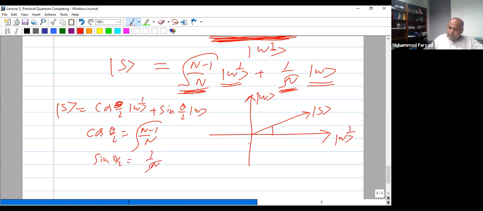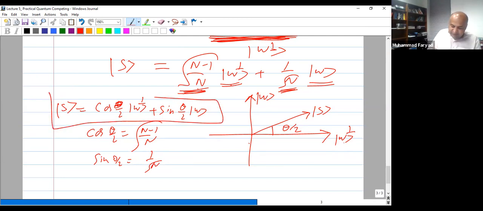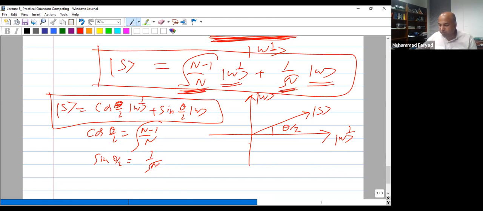So I can say that this angle is theta by 2. Remember, this is not strictly true because these W's are complex numbers and I can't really draw them in a plane, but it gives an idea of how it can be visualized. And this visualization is very helpful. Okay, so now I have written my state S like this or this. Now I'm ready to apply my operator UF.